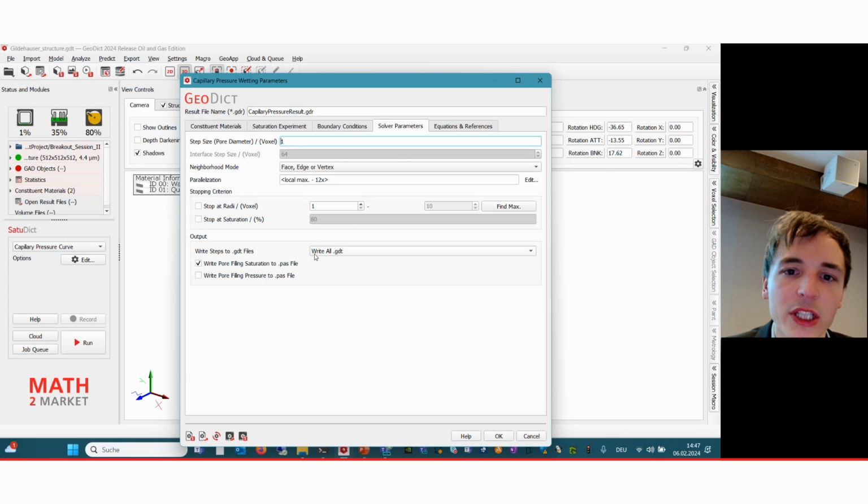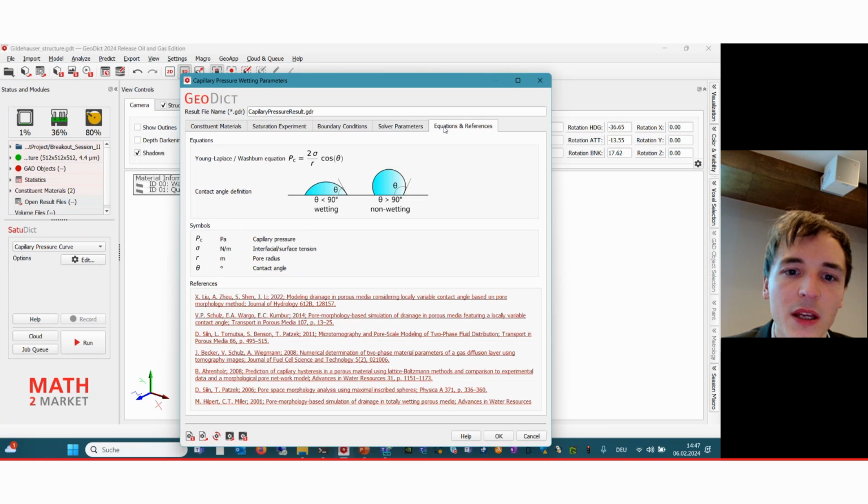I would not have to change anything here in the solver parameters, as they are currently perfectly set up for that kind of purpose. And what I personally like very much about GeoDict is that you are giving references and equations by the solvers directly. So I have all the references and publications listed directly in the modules as well, and also a short definition of how the contact angle is defined in GeoDict and which equations are used.